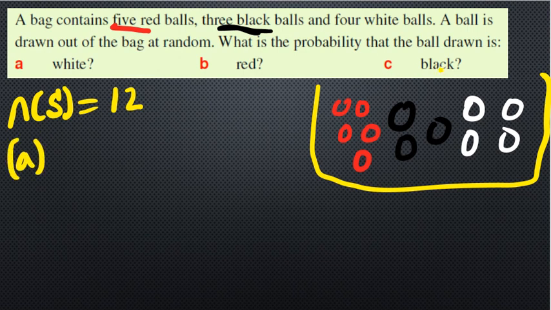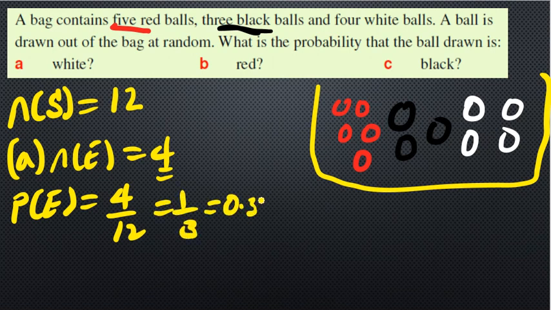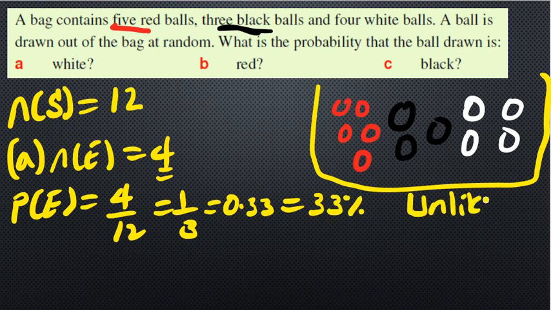And in A, what is the probability that a ball drawn is white? The whites are 4, so the number of events is equal to 4. So the probability of the event will be 4 over 12, which is 1 over 3, which is 0.33 in decimal form, and which is 33%, which is unlikely again. This is the answer for A.